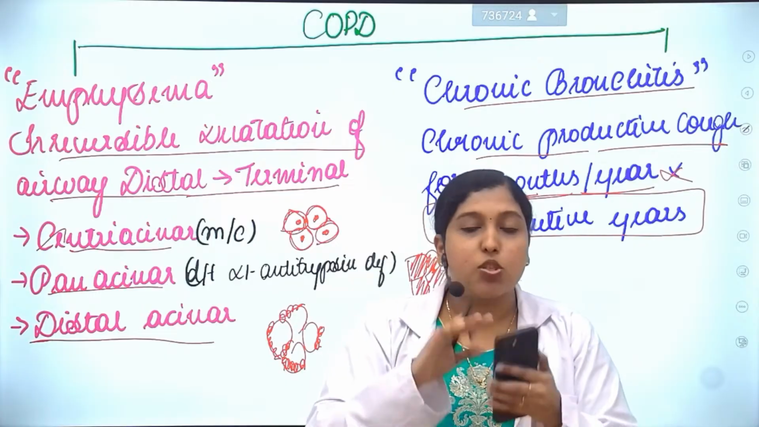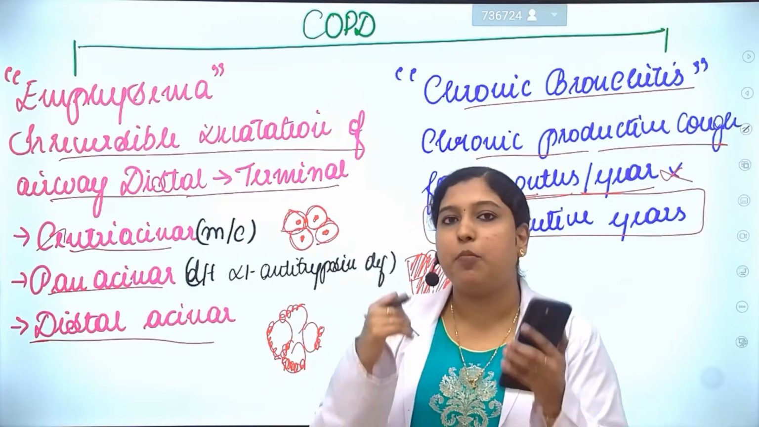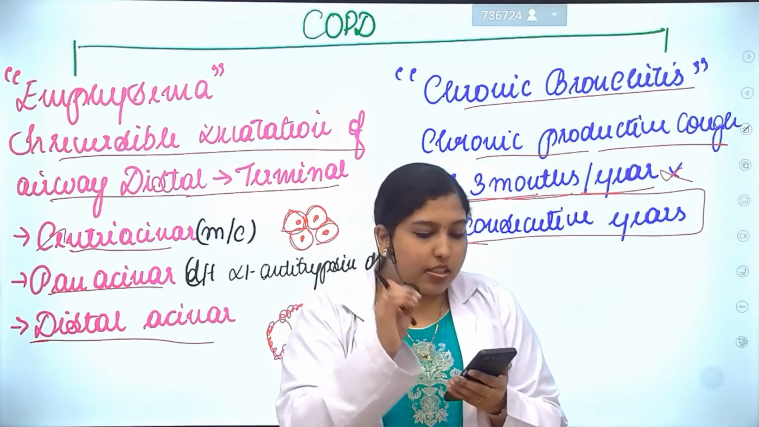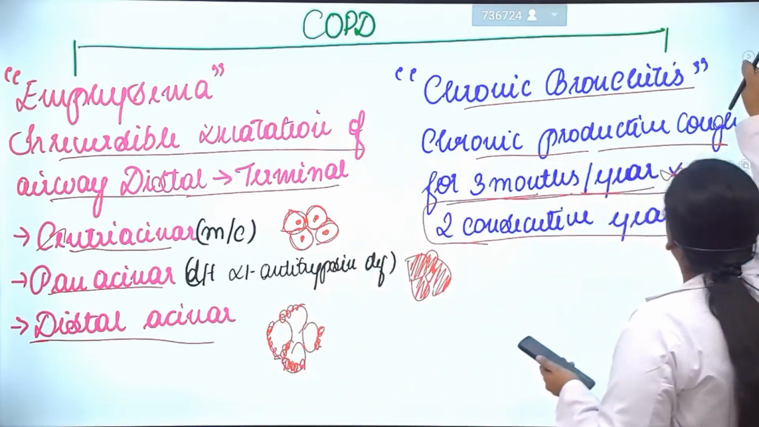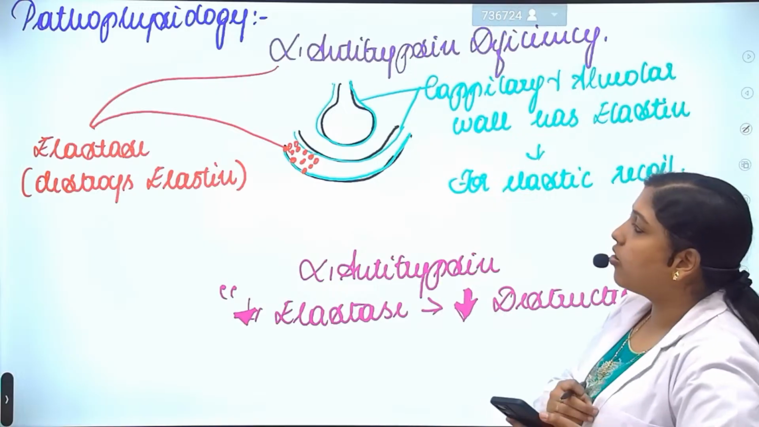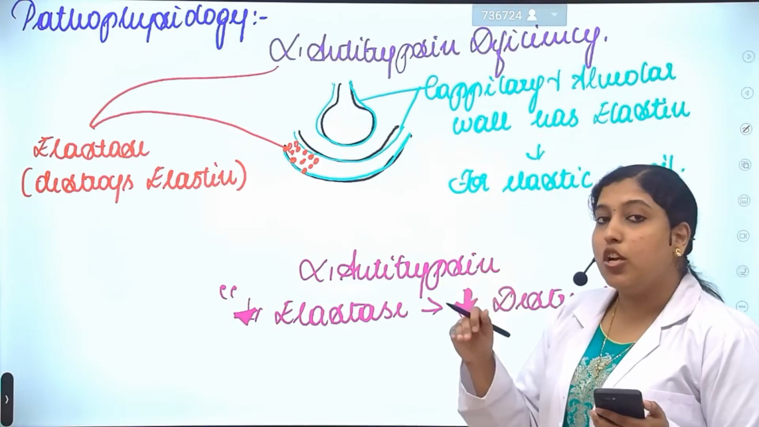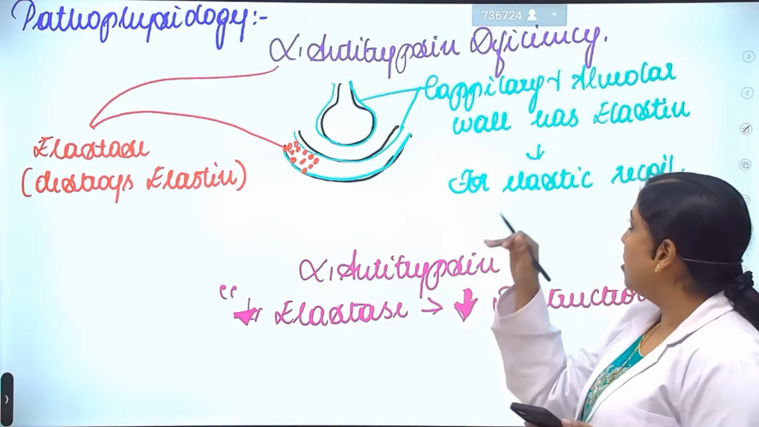There is no other history of any other conditions, but I keep on getting these symptoms. Then you are suspecting the patient is having chronic bronchitis. So next we are going to talk about the pathophysiology, which is relating to alpha-1 antitrypsin deficiency specifically.